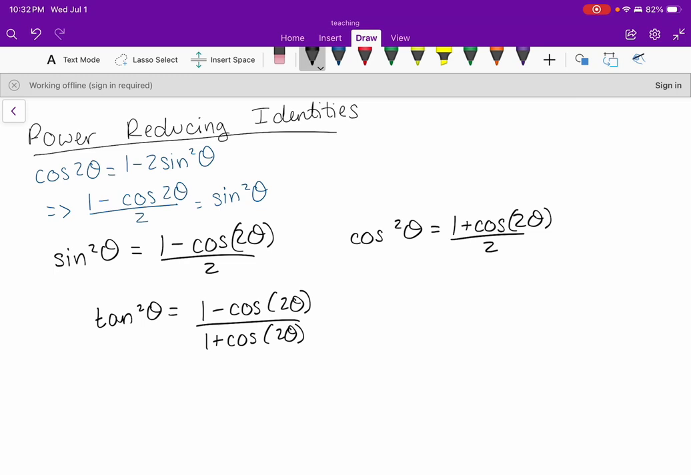So these identities get rid of a power on your sine, cosine, or tangent. For those of you who may go into the calculus series, these are very common to see starting in Calculus 2, which is our 242 at Louisiana Tech. So these come up quite often in those classes.